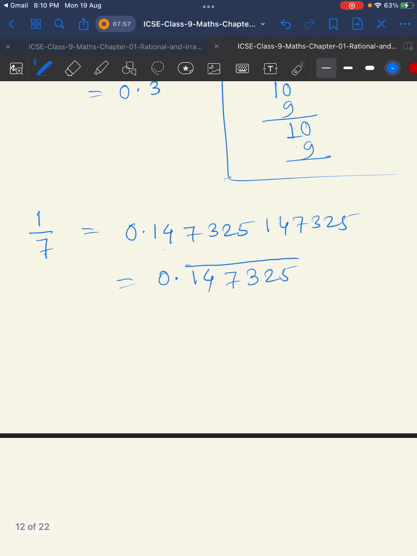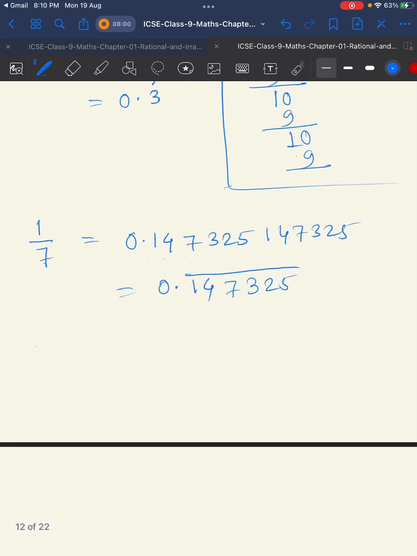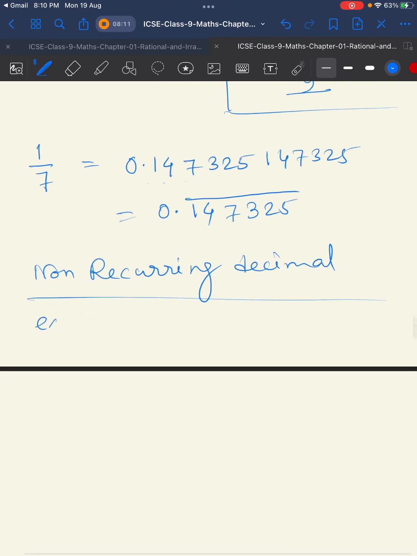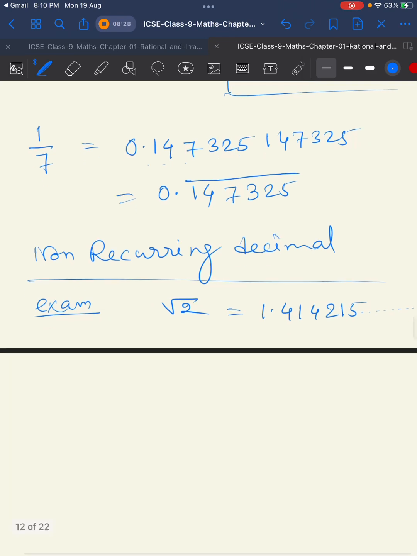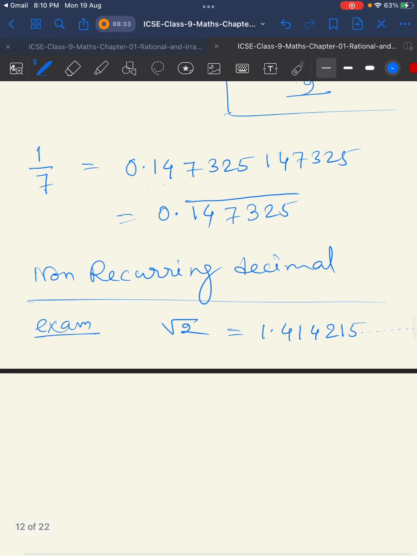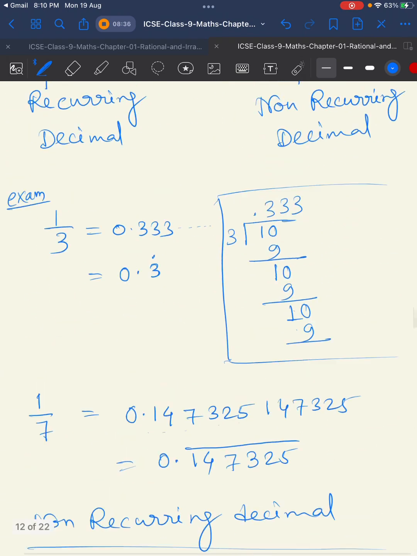Now what is non-recurring decimal? See an example, √2. √2 is 1.414215, and so on. Division is going on, so no single digit or set of digits is repeated here. This is called non-recurring decimal.